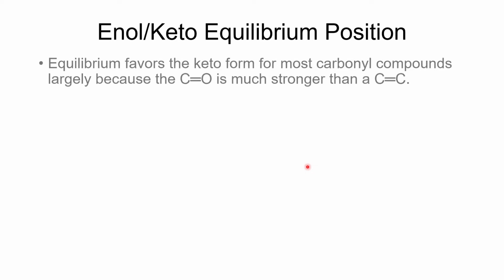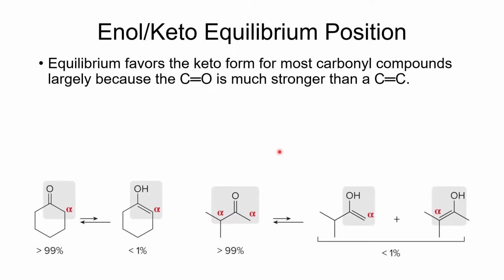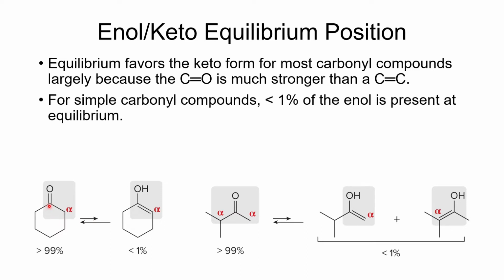When we look at what the position of equilibrium is, it's going to greatly depend on what things are attached to the carbonyl. We'll find that for most compounds, aldehydes, ketones, any of those, if we have an enol, the equilibrium is going to favor the keto form. The reason for this is that the carbonyl group, the carbon-oxygen double bond, is much stronger than the carbon-carbon double bond. So energetically, it's going to favor the keto form. And less than 1%, generally speaking, is going to form the enol form.